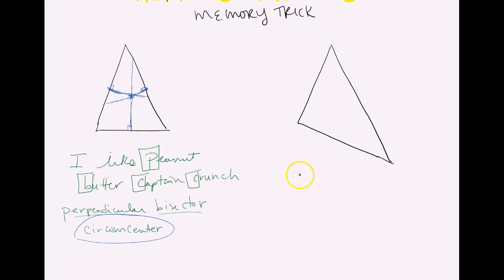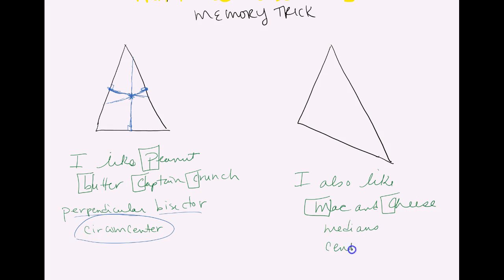Okay, I also like mac and cheese. That's easy to remember. Most people like mac and cheese, right? So here it's the M and the C that are going to be important. The M stands for medians, and the C stands for the word centroid. So this vocab is going to have the same relationship as the one over here.